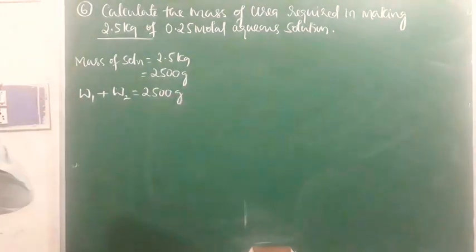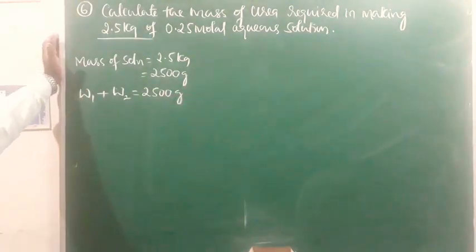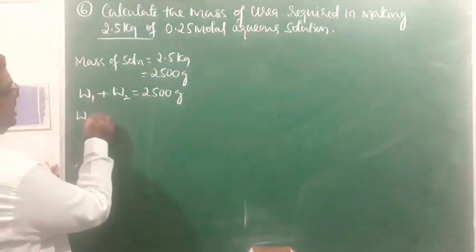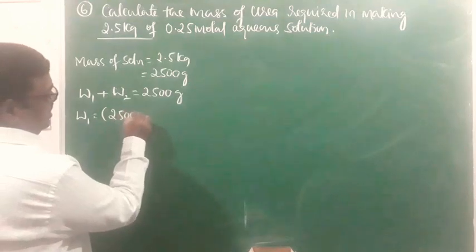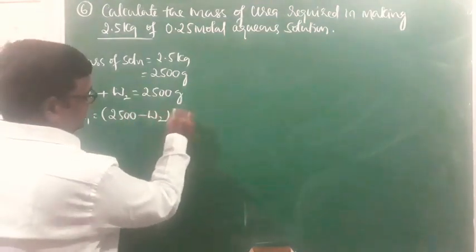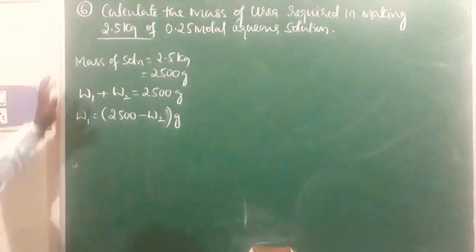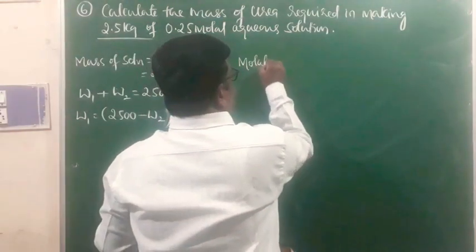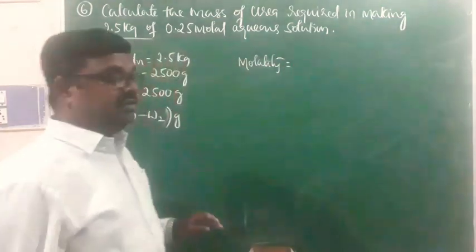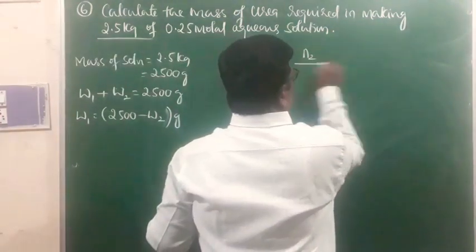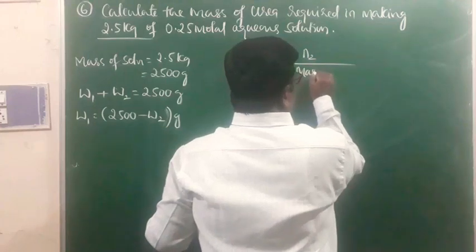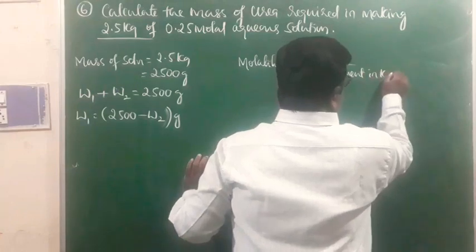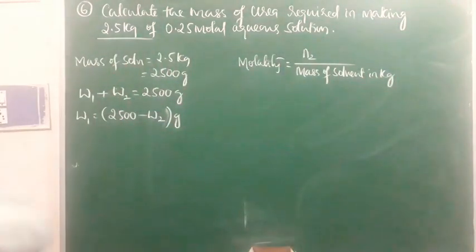That is, mass of solution is equal to mass of solvent plus mass of solute, that's equal to 2500 grams. You know this, right? Solvent is 1, solute is 2. I have always told you. Therefore mass of solvent, W1, is equal to 2500 minus W2 grams. This is the mass of solvent. Why did I calculate the mass of solvent? Because in the molality formula, molality is the number of moles of solute divided by mass of solvent in kg. This is the formula. We need the mass of solvent for that.